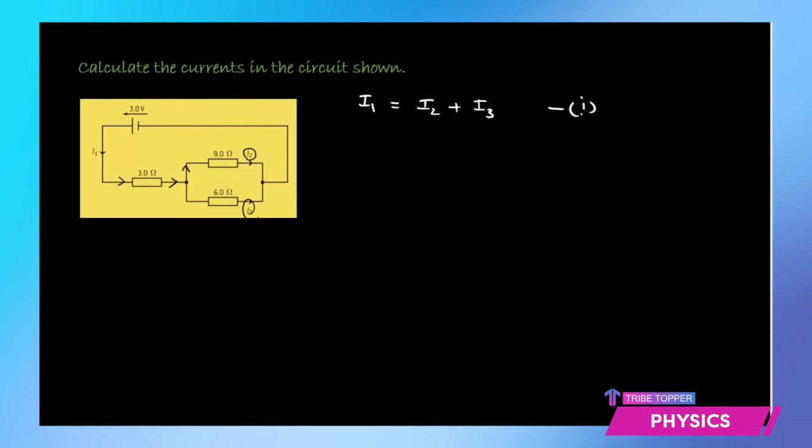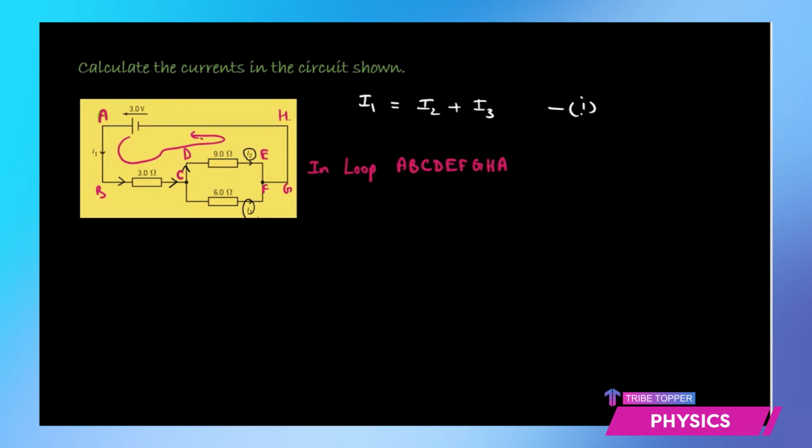Now, let's make the loops. The first loop we'll consider, I'll mark it as A, B, C, D, E, F, G, H. So the loop A, B, C, D, E, F, G, H, A. That's the entire loop. That's your loop 1.